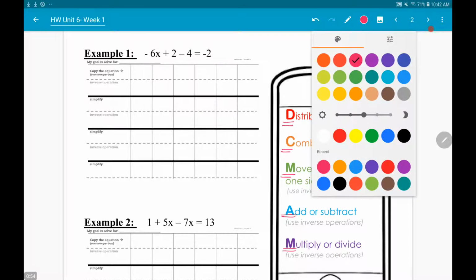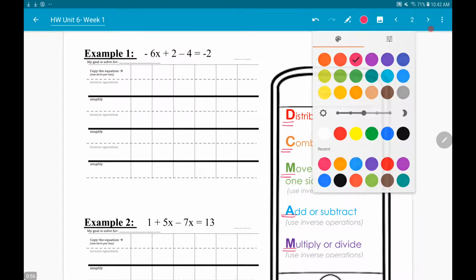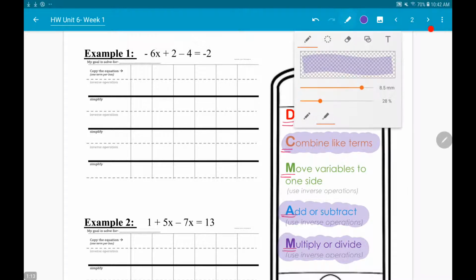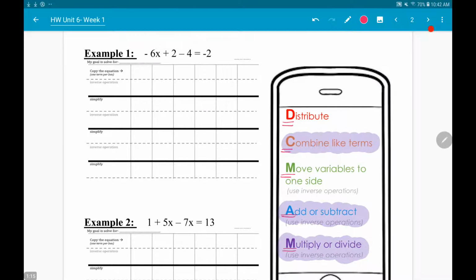Now by next week, we're going to see all of these. But today, we're only going to focus on a few. We're only going to focus on the C, the combine like terms, and then the add, subtract, multiply, or divide aspect, okay? So we're going to pause on the distribute and the move variables to one side until further on.